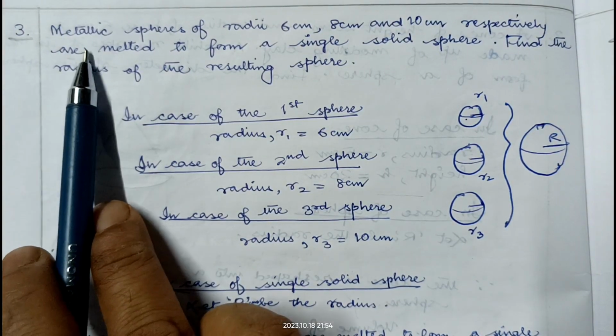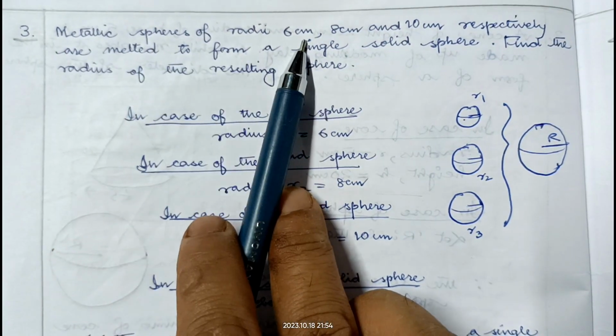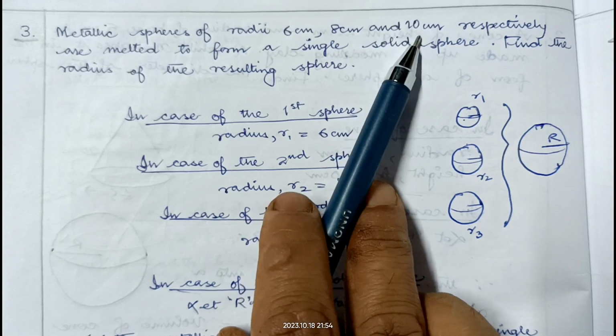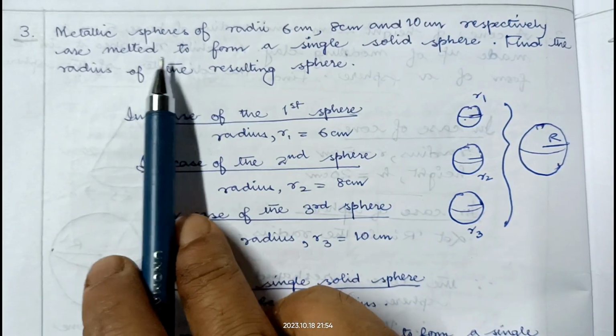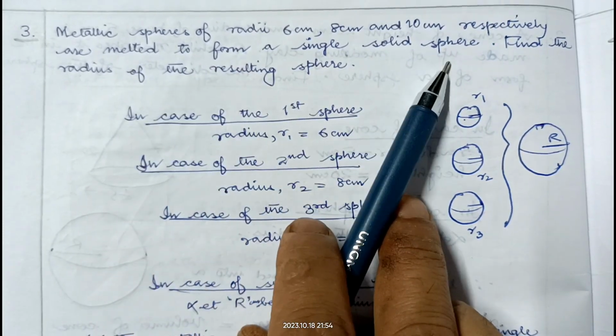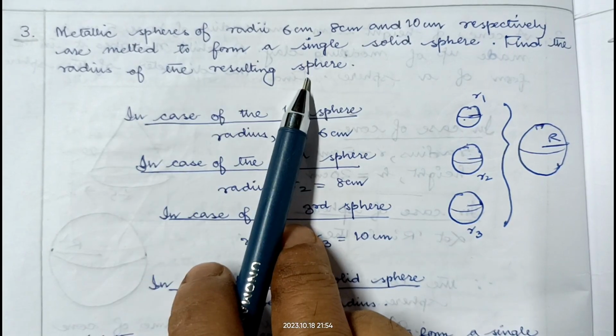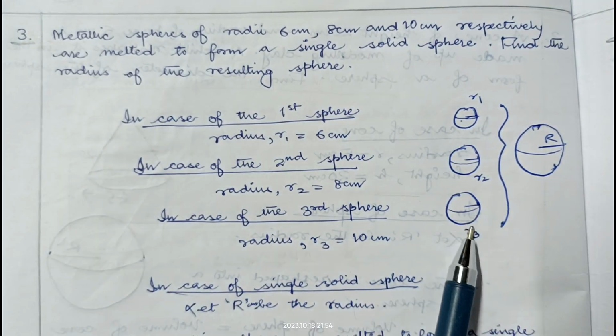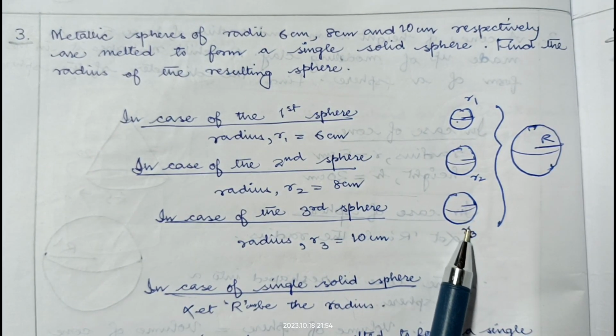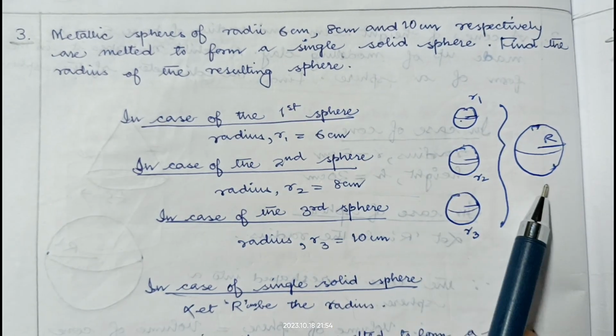Question number 3. Metallic spheres of radii 6 centimeter, 8 centimeter and 10 centimeter respectively are melted to form a single solid sphere. Find the radius of the resulting sphere. Suppose these are the 3 smaller spheres. These 3 are melted and we got the bigger one.